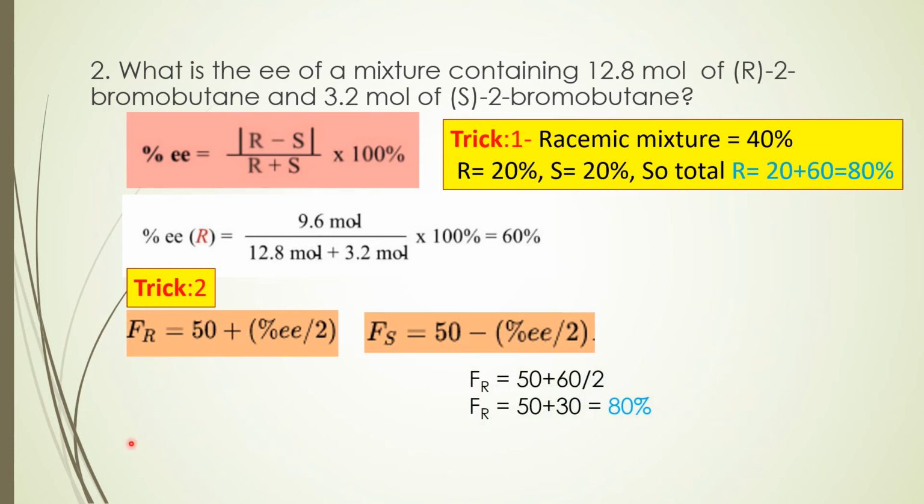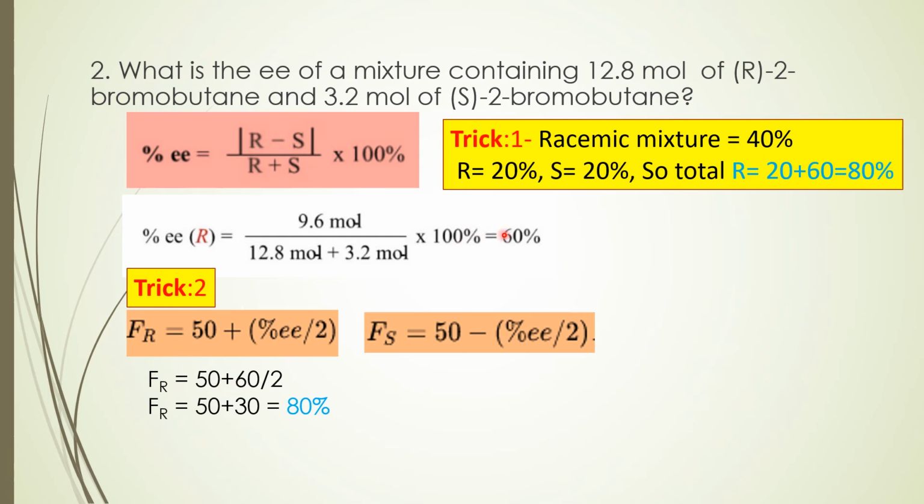Okay, how to find out? 50 plus 60 divided by 2. So 60 divided by 2 means 30. 50 plus 30 is 80%. The same answer we got. Okay, here R is equal to 80. Here also R is equal to 80. And for S, 50 minus 60 by 2, which is equal to 20%. S is 20. This is also another one.